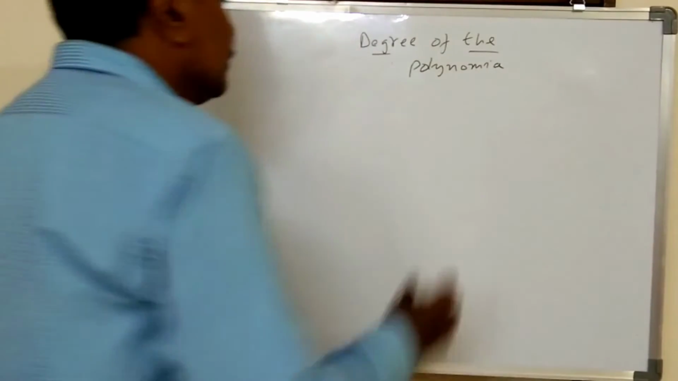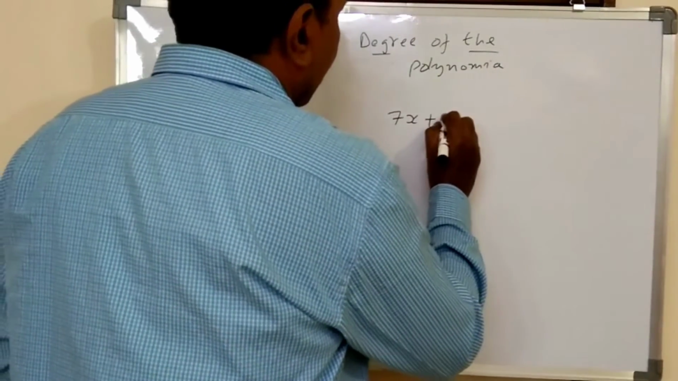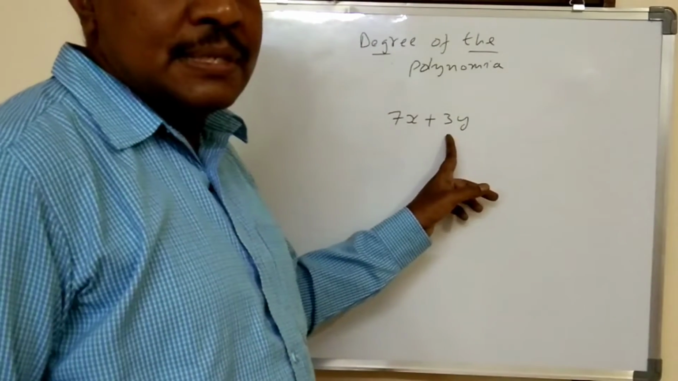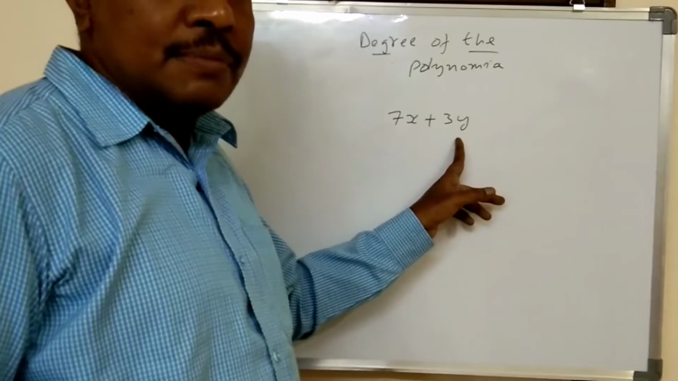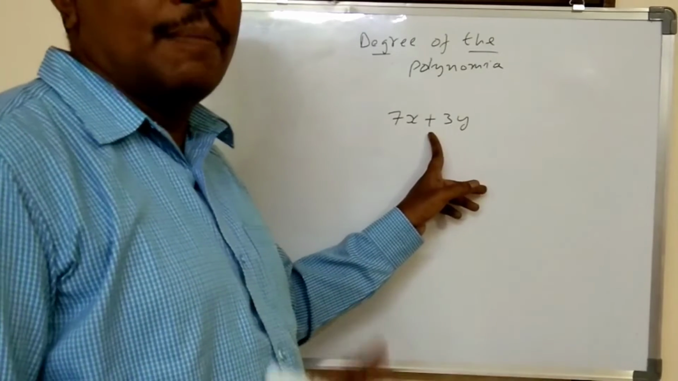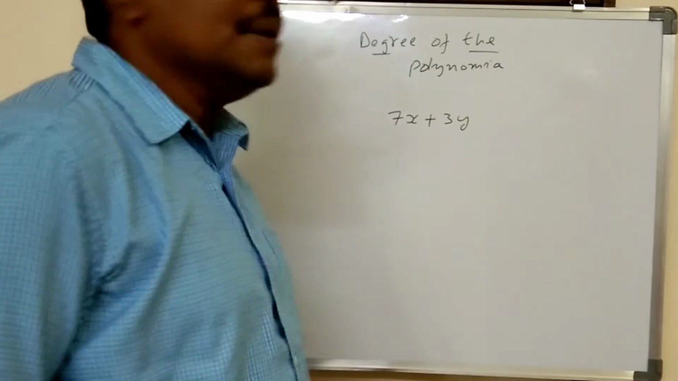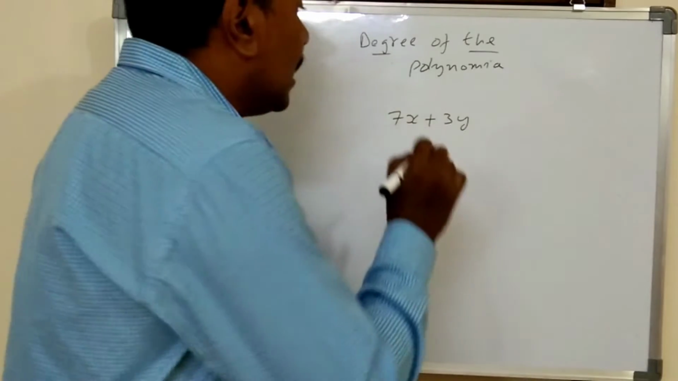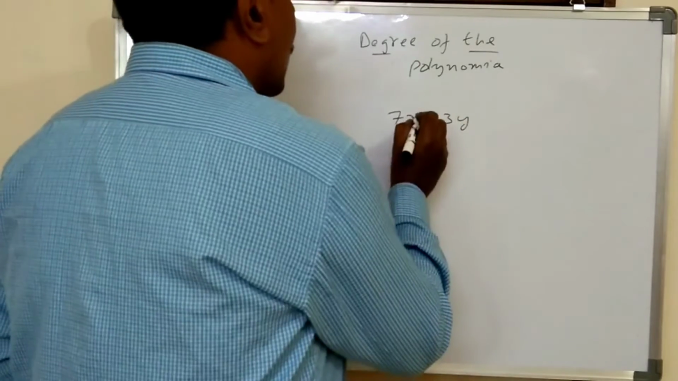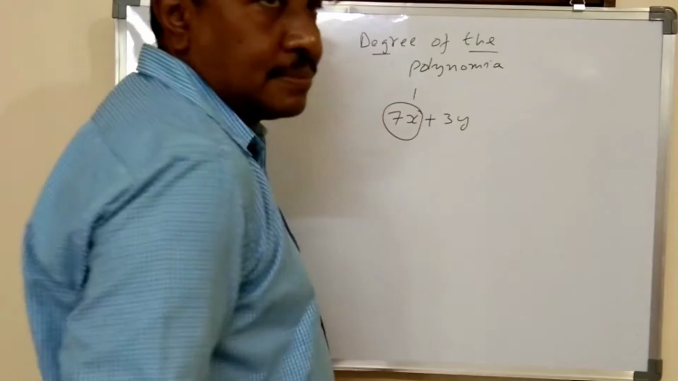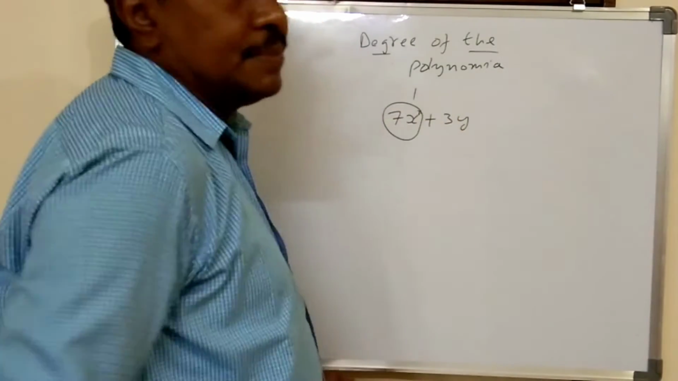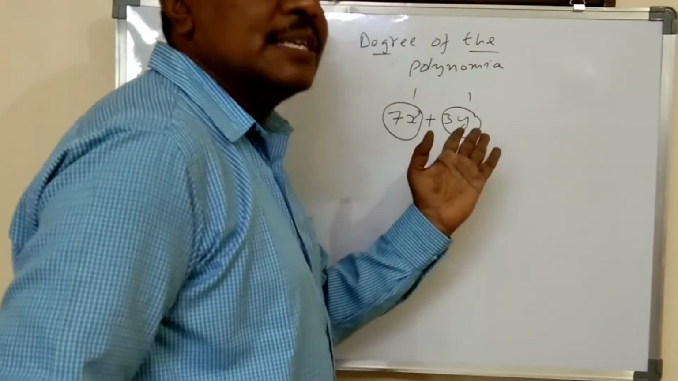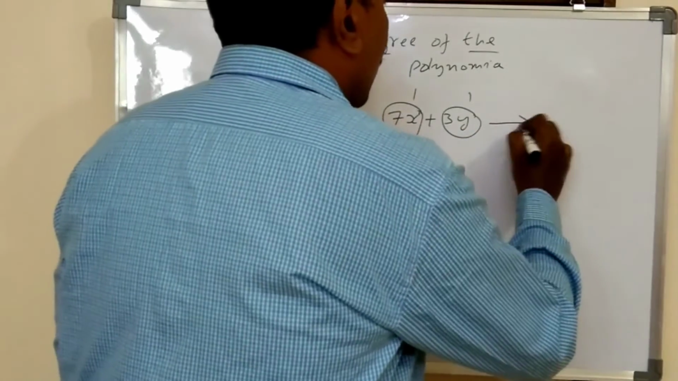I am taking a binomial, 7x plus 3y. What is a binomial? A polynomial containing 2 terms connected with either plus or minus can be called a binomial. Here also, we have to find the degree of each term. What is the degree of this term? 1. We take only the index of the variable. What is the degree of this term? 1. So both terms have the same degree, so the degree of this polynomial is 1.